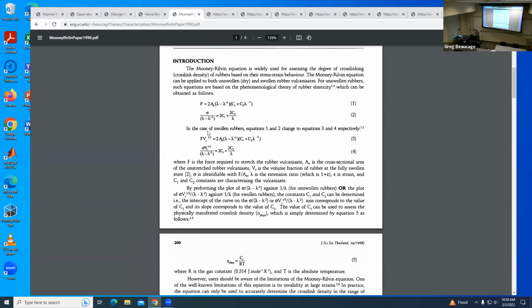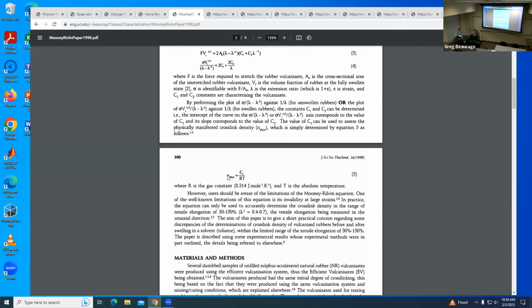This number is 0. We got C1. And from C1, you can get how many crosslinks per volume. C1 over RT gives you moles of crosslinks per volume. If you figure out the units of RT, C1 in this case is in kilopascal, and then R can be in units of Pascal per centimeter cubed or something or other, mole per centimeter cubed in Pascal. They'll cancel out, and Kelvin's in it.